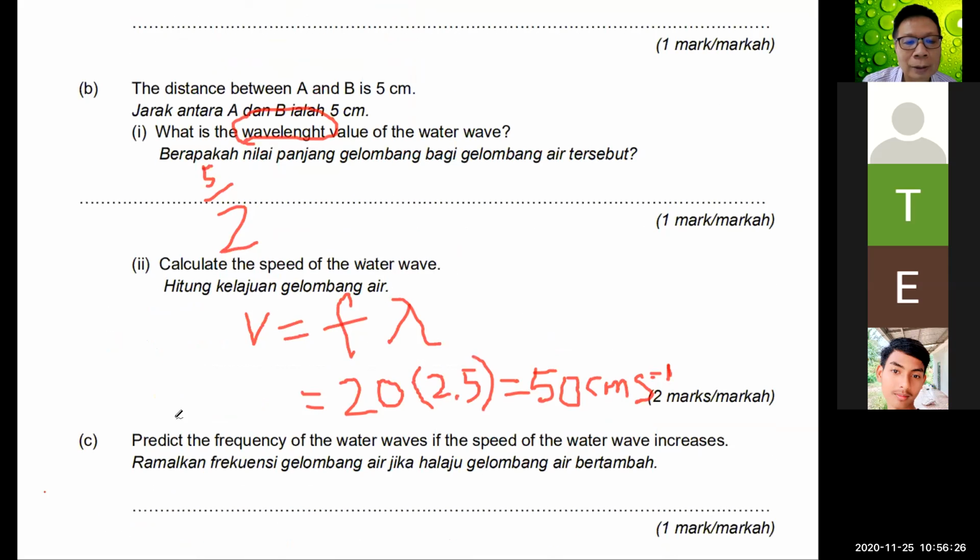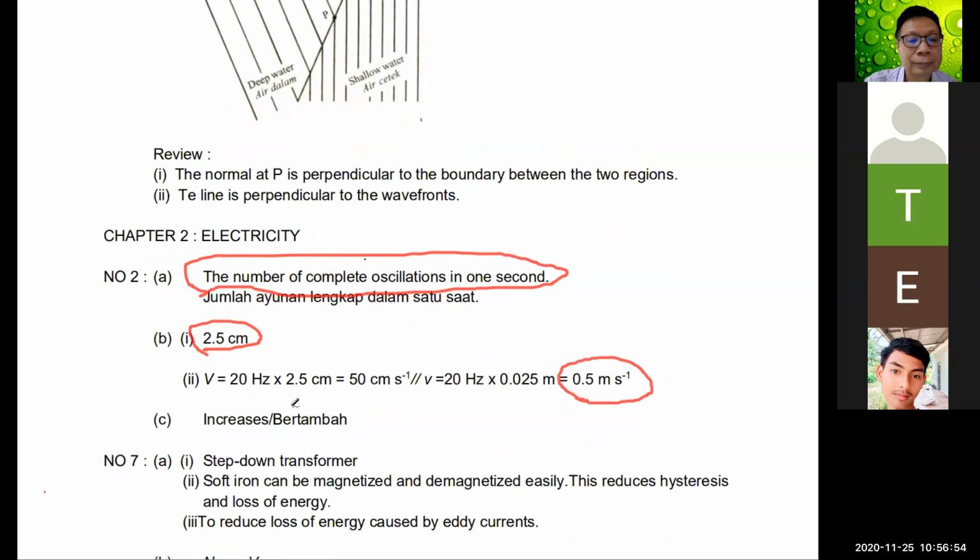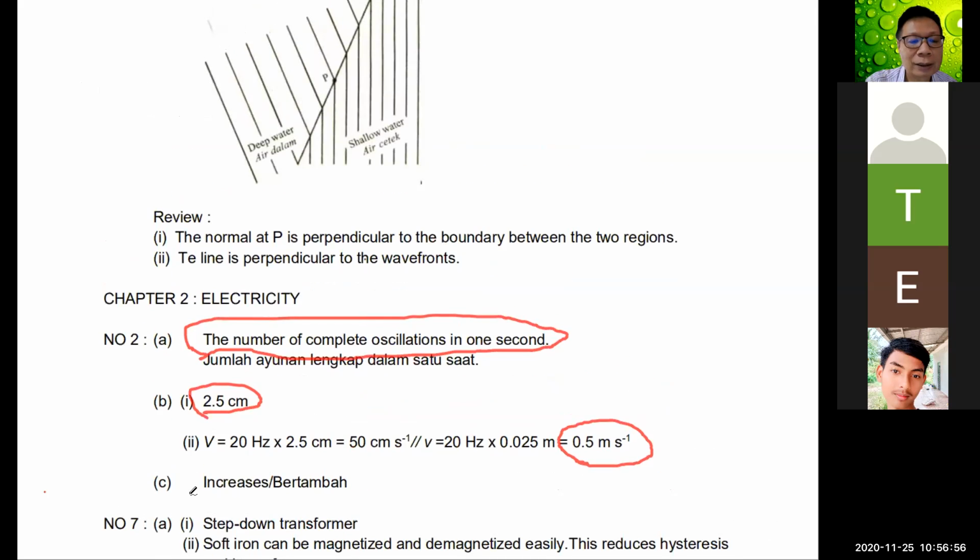Okay, next one. Predict the frequency if the speed increases. Speed increases. What happens to the frequency? When the speed of the water increases, when the water goes faster, what happens to the frequency? Okay, the answer: increases.